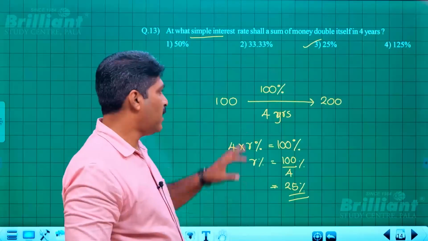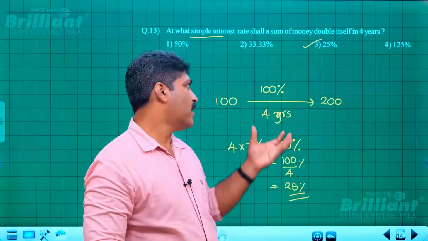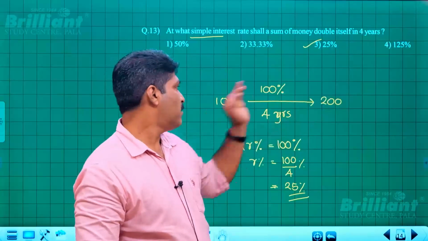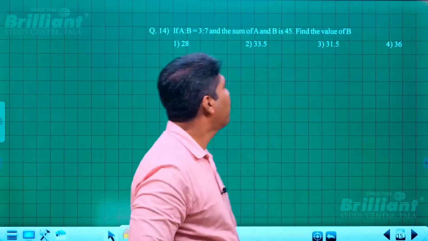So this way we can catch it, you just understand this difference. If it is double, that means 2 minus 1. You just consider it like 200 minus 100, that is 100. That's the net rate of increase here.